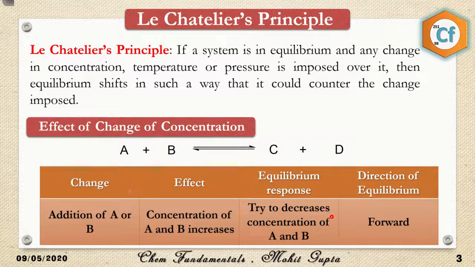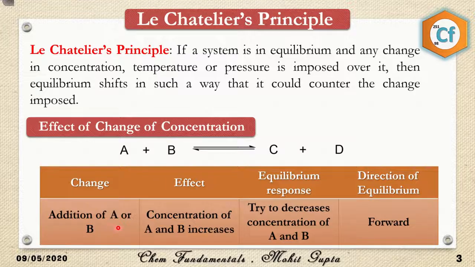I have made this table where, in column 1, I have written the change: what kind of change I'm carrying out. Next, how does it affect the reaction? Next, how is equilibrium going to respond, what kind of reaction we are getting from the equilibrium, the response of equilibrium, and at the end, the direction of the equilibrium. So let's discuss it in detail.